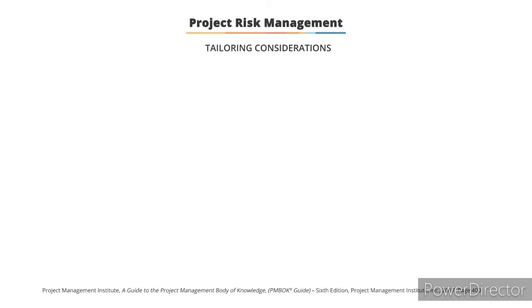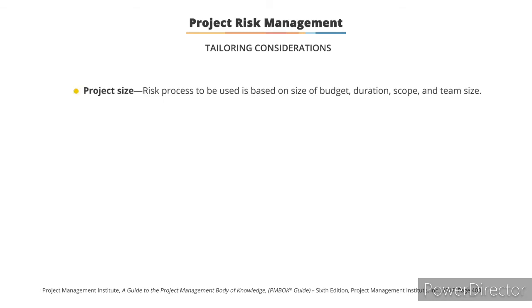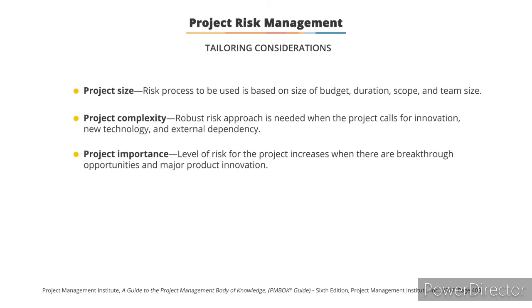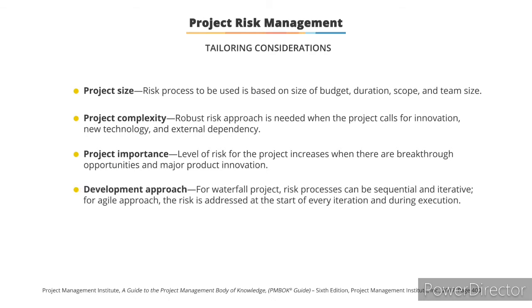Considerations for tailoring the way project risk management processes are applied include project size. Risk processes are used based on the size of budget, duration, scope, and the team size. Project complexity. A robust risk approach is needed when the project calls for innovation or leveraging new technology. Project importance. The level of risk for the project increases when there are breakthrough opportunities.